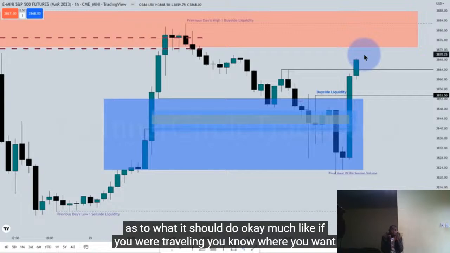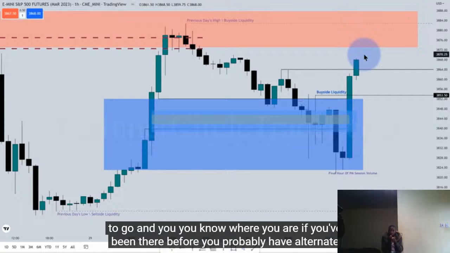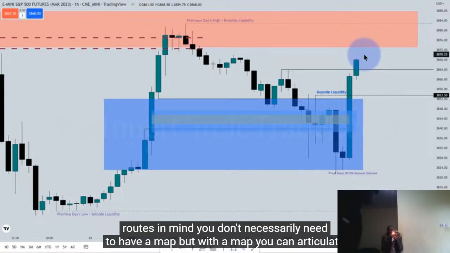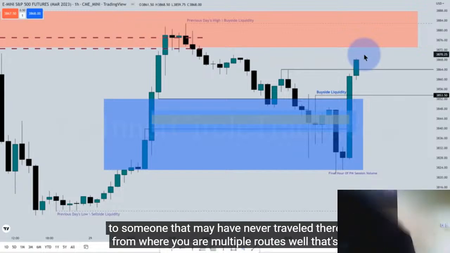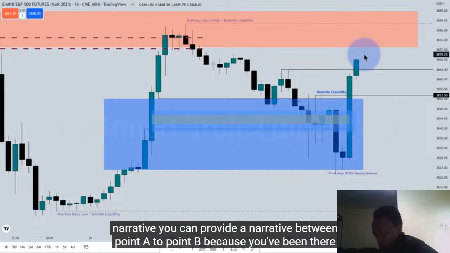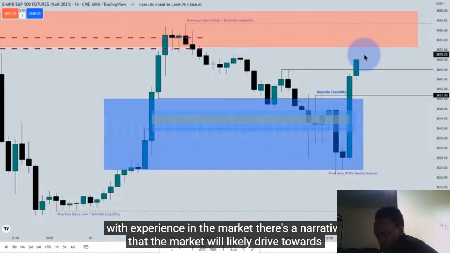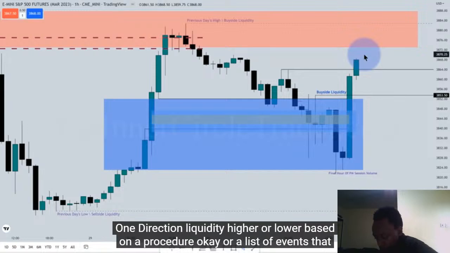Okay, much like if you were traveling, you know where you want to go, and you know where you are. And if you've been there before, you probably have alternate routes in mind. You don't necessarily need to have a map, but with a map, you can articulate to someone that may have never traveled there from where you are multiple routes. Well, that's narrative. You can provide a narrative between point A to point B because of experience in the market, that the market will likely drive towards one direction, liquidity higher or lower, based on a procedure, okay, or a list of events that would transpire before it would do that.